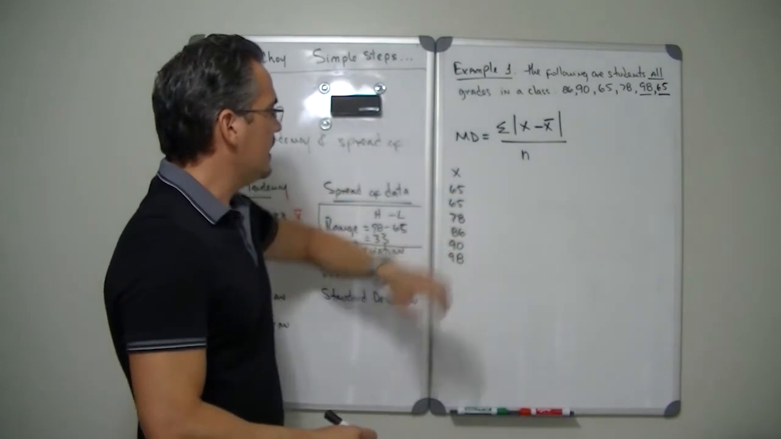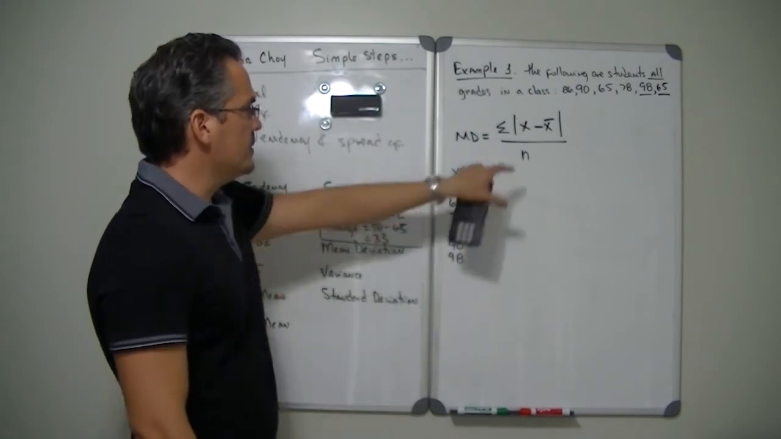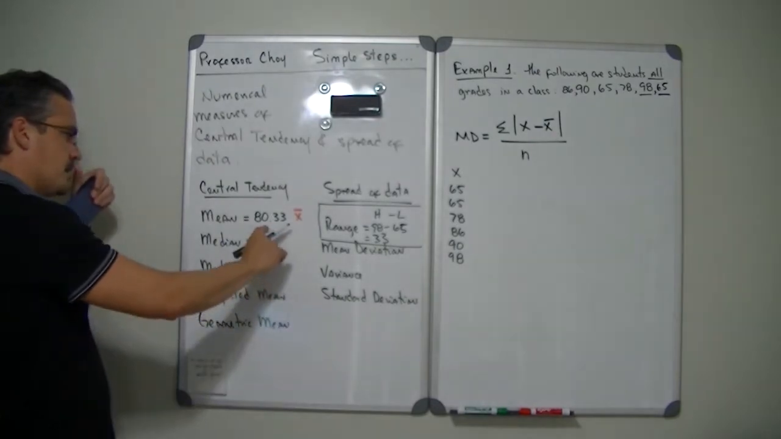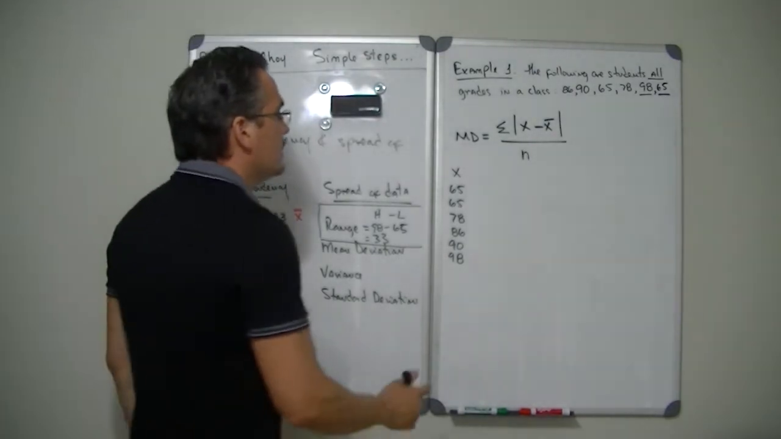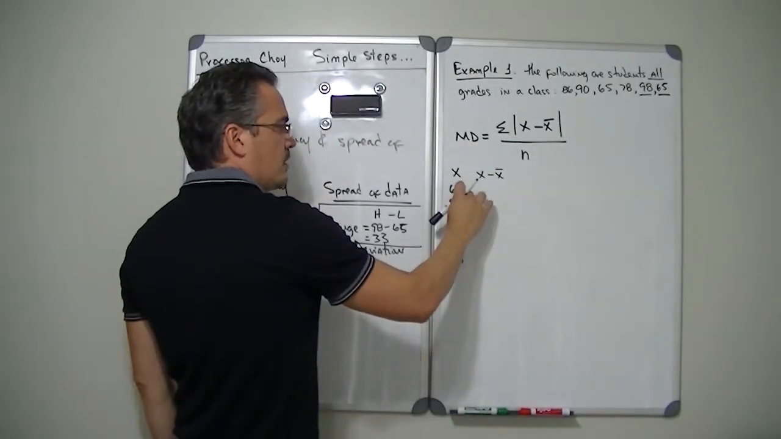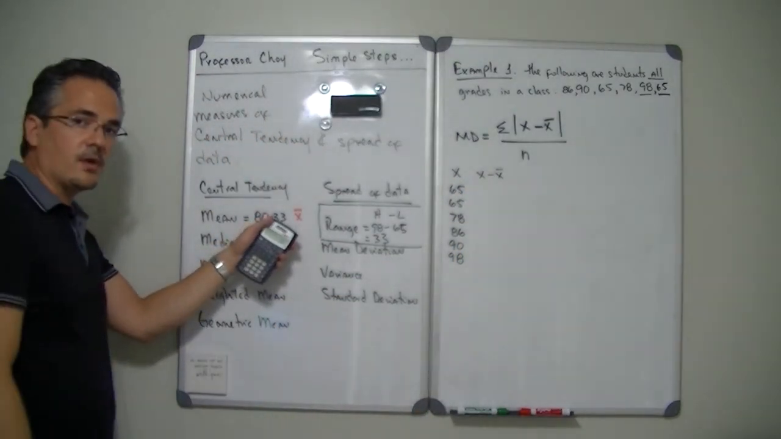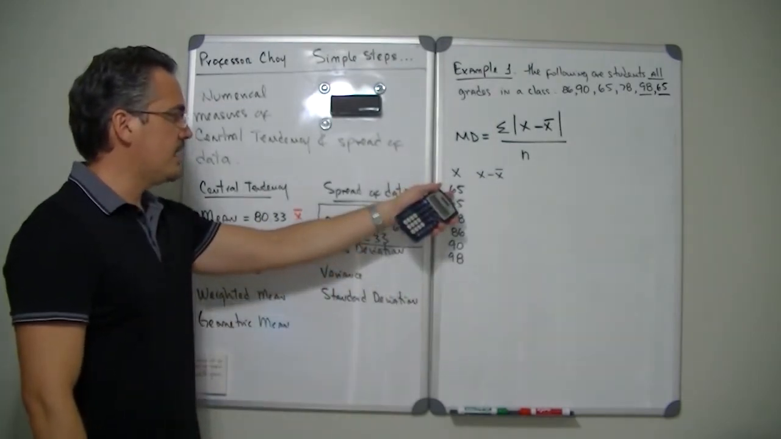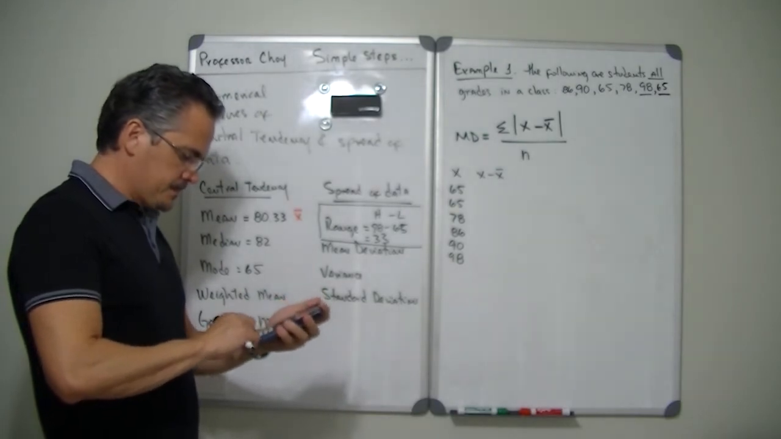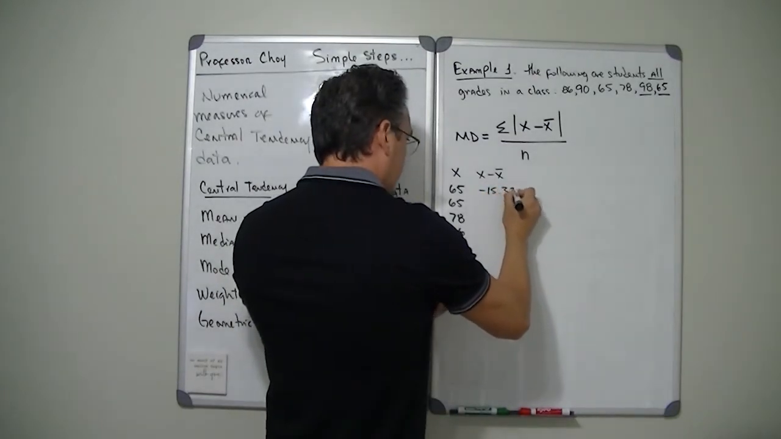Alright, so let's work on the next one. The next point when we're doing our mean deviation is we got to do x minus x bar. The x bar is the one that we already calculated here. That's our mean, 80.33. Okay? So we got to take each one of our x's and subtract the x bar that we have here, which is 80.33. So we're going to go 65 minus 80.33. That gives us negative 15.33.